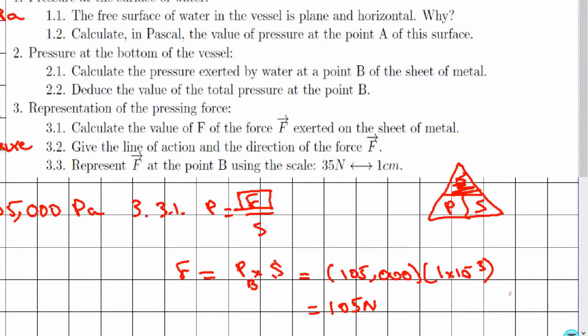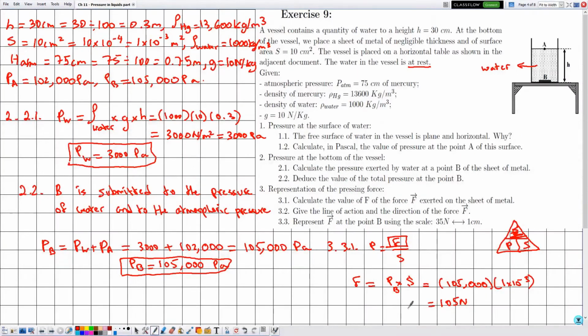Moreover, by referring to the triangle here, we know that P is expressed in newtons per meter square, and the SI unit of the surface area is meter square. If we are interested in determining the unit of F in the SI, we already know that the unit of F is in newtons, but this is a verification. Putting our hand over F, the unit of F is given by newton per meter square multiplied by meter square. Meter square cancels with meter square, so the unit of F is indeed newtons. So the magnitude of the pressing force exerted at the point B due to water is given by 105 newtons.